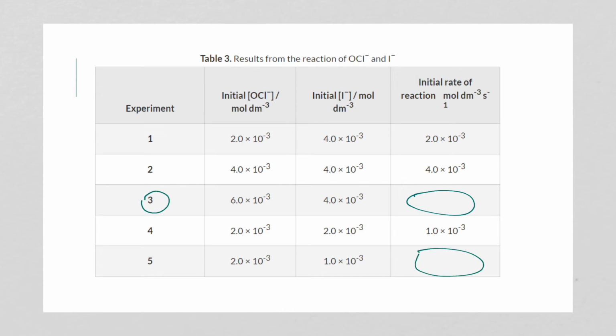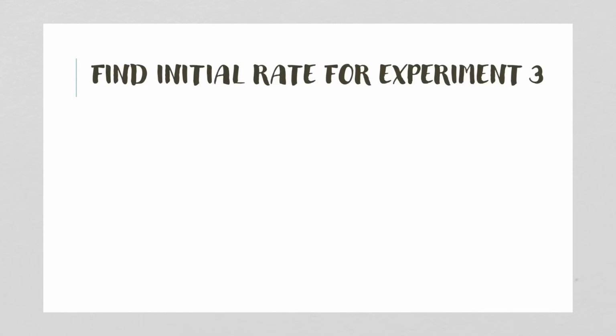Our concentration for the first one is 6.0 times 10 to the negative 3. For our second one it is 4.0 times 10 to the negative 3. We need to know this value here, so we're going to go back and solve that. Remember, rate is equal to K times the concentration of OCl minus times the concentration of I minus. Now we're just going to plug our values in.